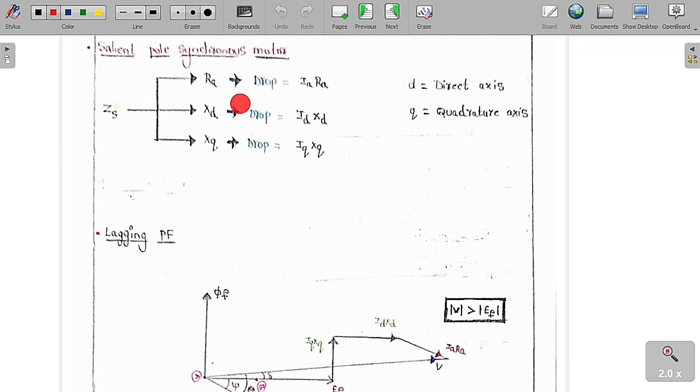Whereas in the previous case, we have only RA and XS, where XS means XA plus XL. But here, we are going to have three components: RA, XD and XQ. RA is called the armature resistance.